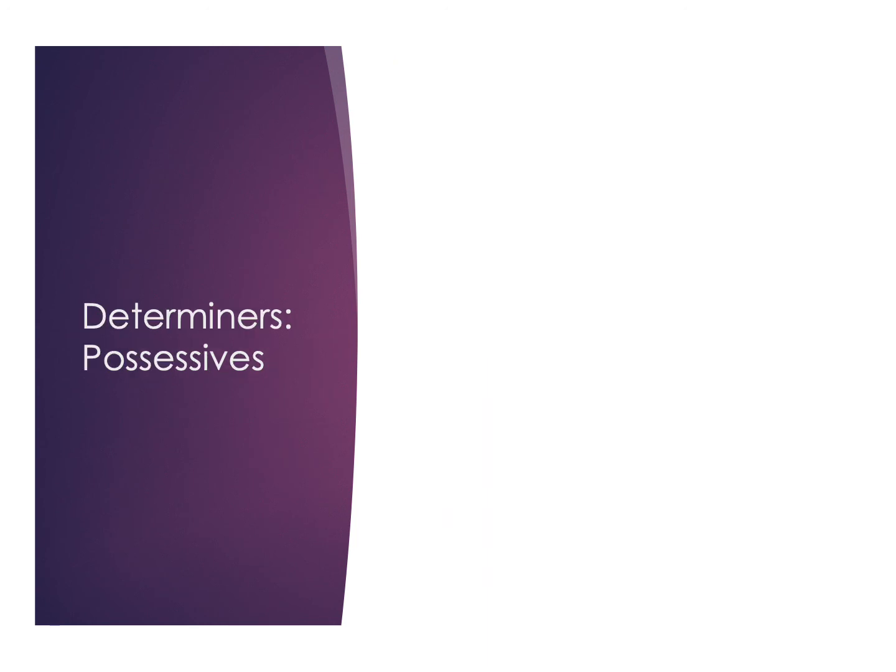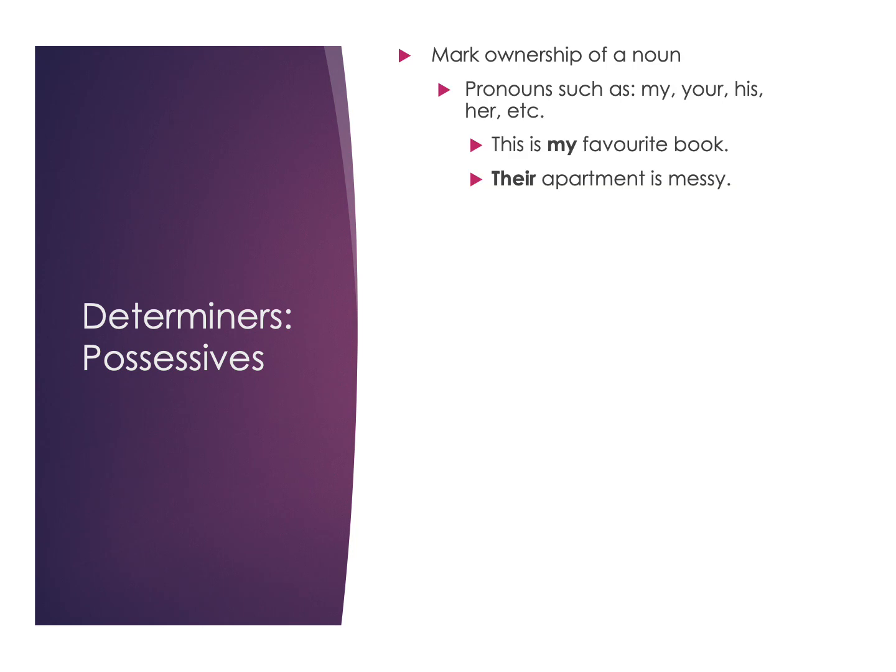For our possessives, possessives are going to mark ownership of a noun. And these are things like my, your, his, her. And so this is my favorite book. Their apartment is messy. Were examples of these.